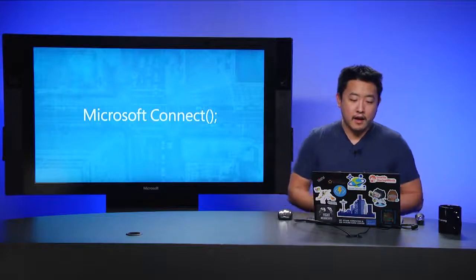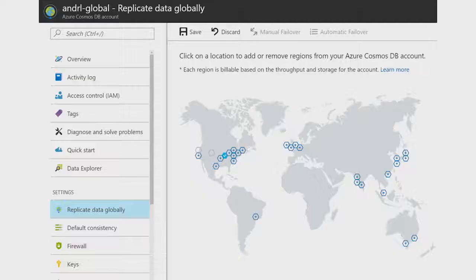Now, the way global distribution works, here I've opened up the Azure portal. I've gone to the database blade for one of my Cosmos DB accounts. This is actually a screenshot. And what I've done is I've clicked the Replicate Data Globally button on the left-hand navigation. What you'll see is immediately a map with little dots all around the world, and each of these dots basically represents an Azure region.